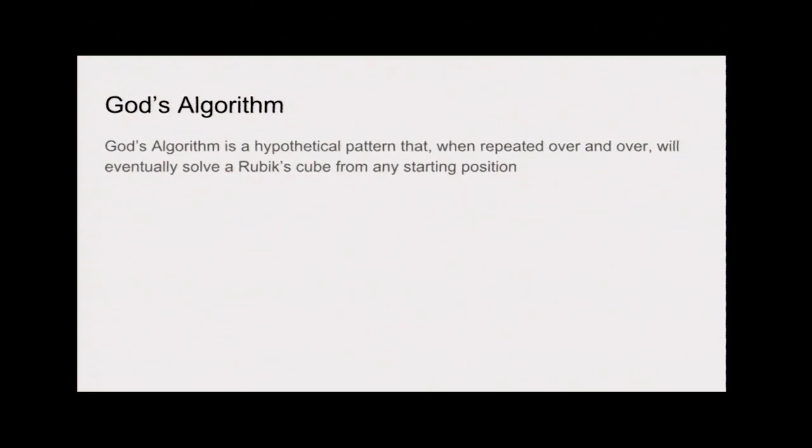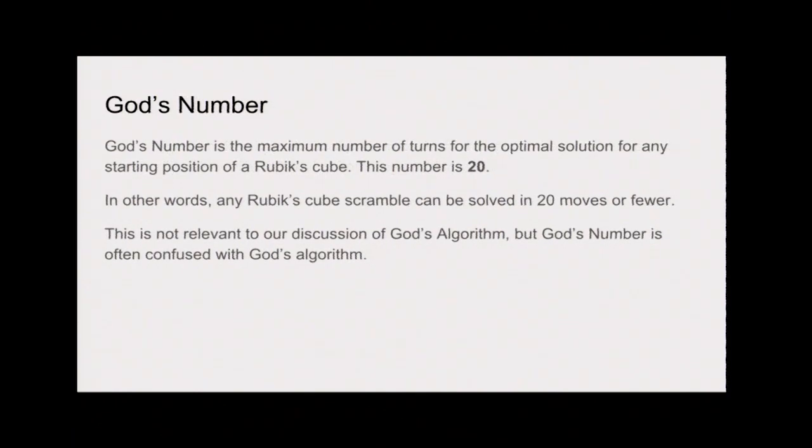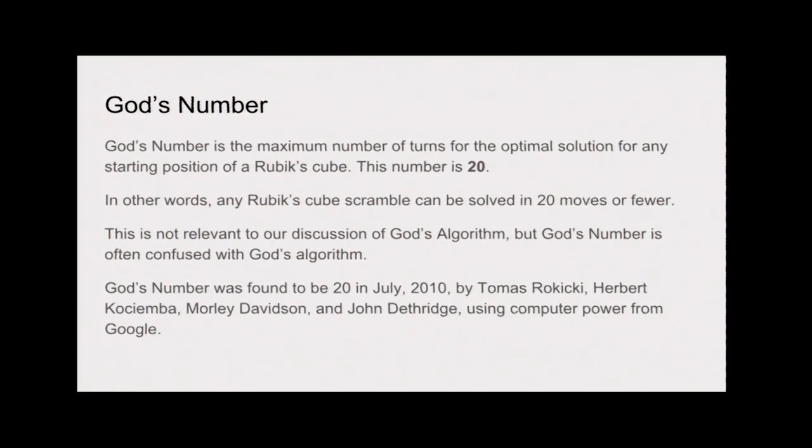I do want to make a distinction, though. God's algorithm is often confused with something called God's number. God's number is the maximum number of turns for the optimal solution for any starting position of a Rubik's Cube. This number is 20. So in other words, any Rubik's Cube can be solved in 20 moves or fewer. This is not relevant to our discussion, but I just wanted to make that distinction. It's often confused with God's algorithm. And this was found to be 20 by this group of people using computer power from Google. So it's just an interesting fact that's not really related or important to our discussion, but I thought I'd throw it in there just to make that distinction.